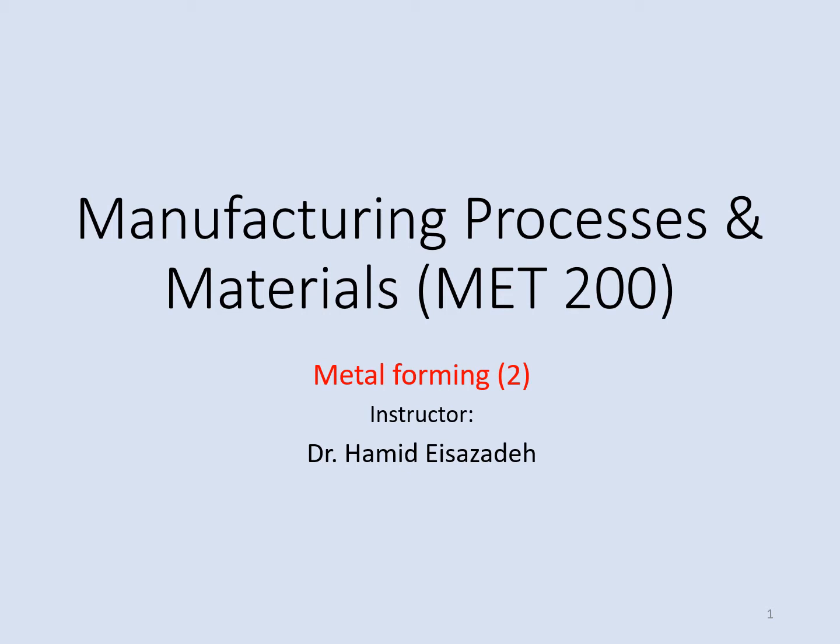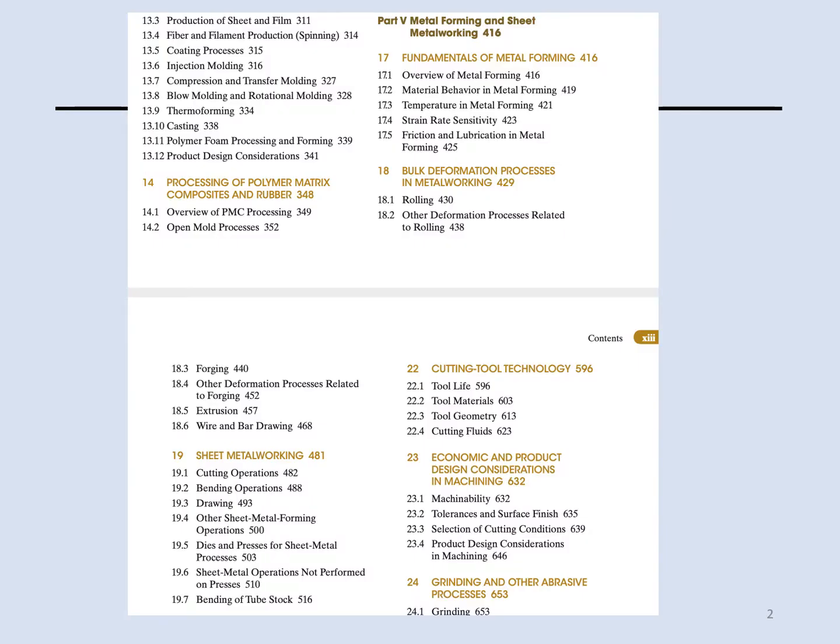In this lecture, we continue talking about metal forming process. It's lecture 14. In this lecture, we talk about forging operations. We talk about extrusion and wire bar drawing, which are part of chapter 18 in the book.